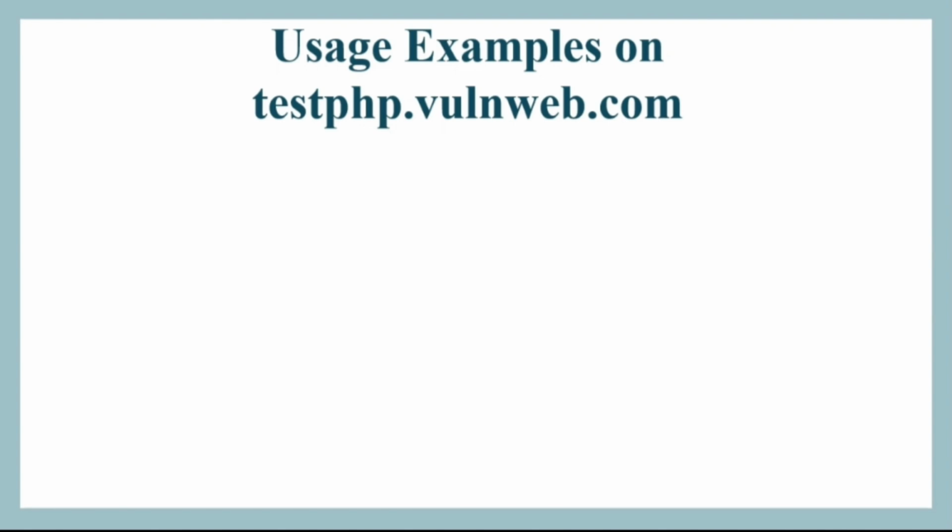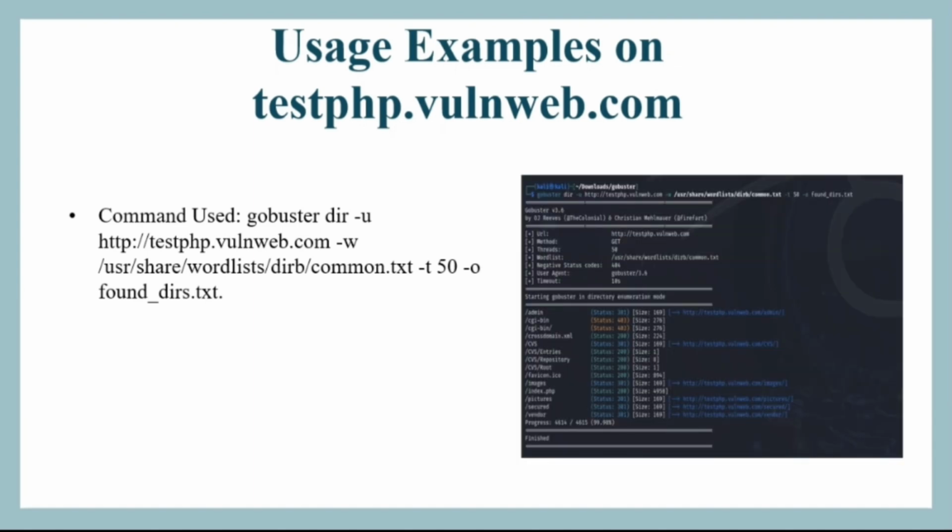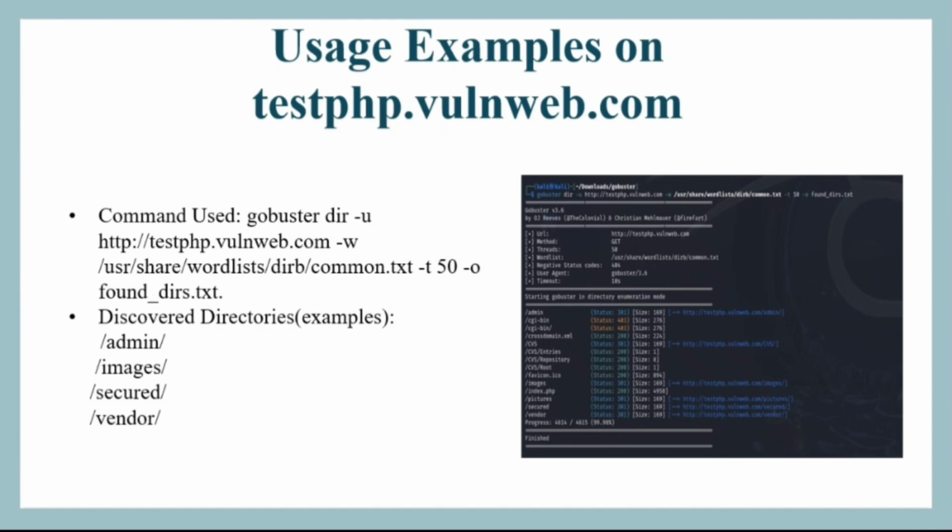Now I will explain a real example of using Gobuster on a demo website called testphp.vulnweb.com. This command performs a directory scan on the site using a common word list. -t 50 will increase the speed using 50 threads and -o found_dirs.txt saves the results to a file. Gobuster discovered several directories like /admin/, /images/, /secured/, and /vendor/.